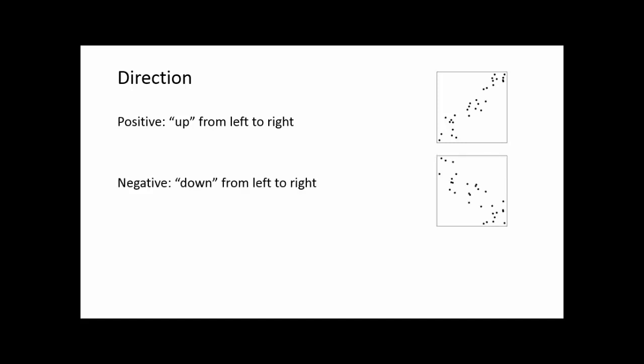The opposite of that is a negative direction, right, where I go down from left to right, and what this means is that the two variables are sort of inverses of one another. When one variable is high, the other variable is low, and vice versa.